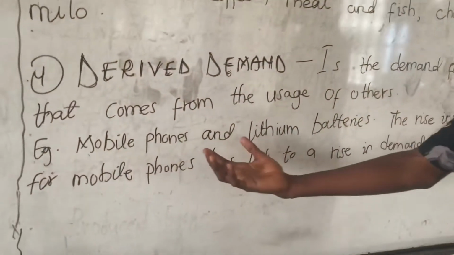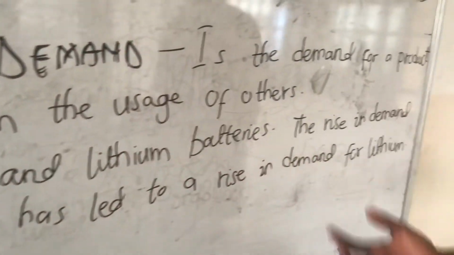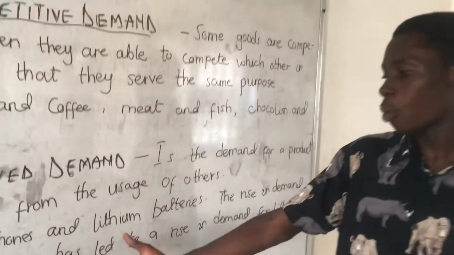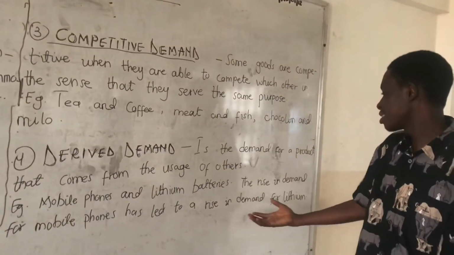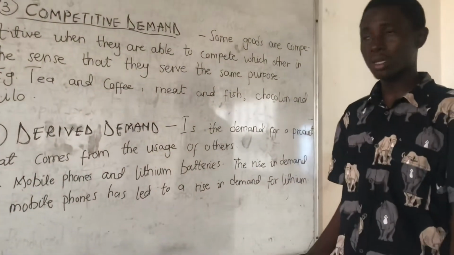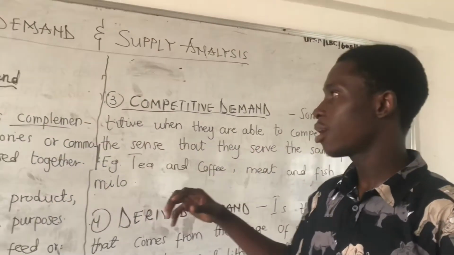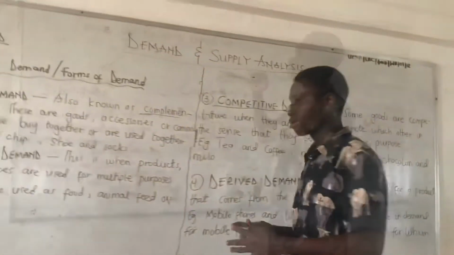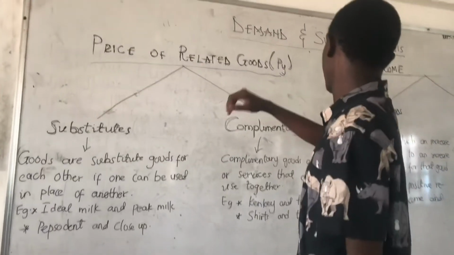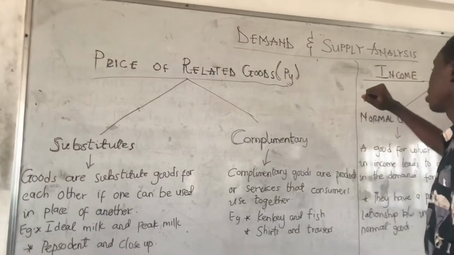Example, we have mobile phones and lithium batteries. The rise in demand for mobile phones has led to a rise in demand for lithium. So that's basically all we have about types of demand and forms of demand. I want to lay much emphasis on the price of related goods and the income.